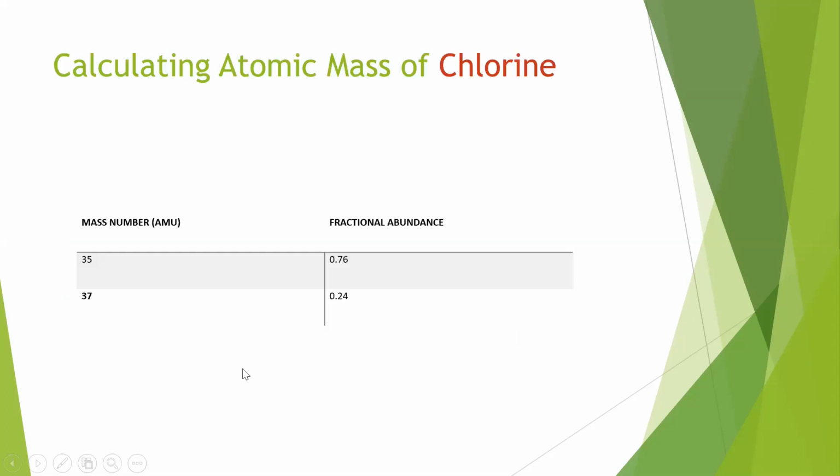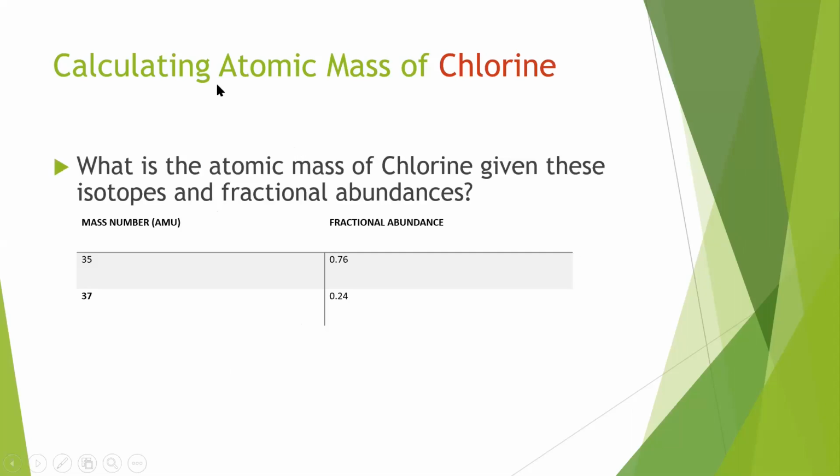I'll show you an example of how to calculate this. I will do this one with you guys, and then the last problem we have today will be an example problem about this concept. This is calculating the atomic mass from the different isotopes. As you can see, we have 2 different isotopes.